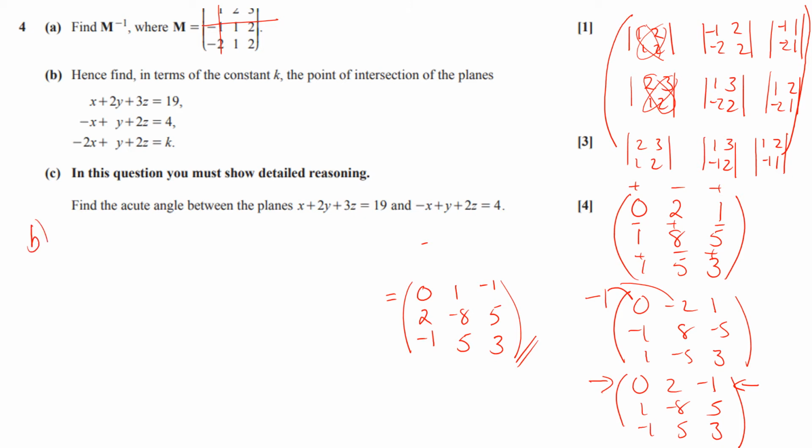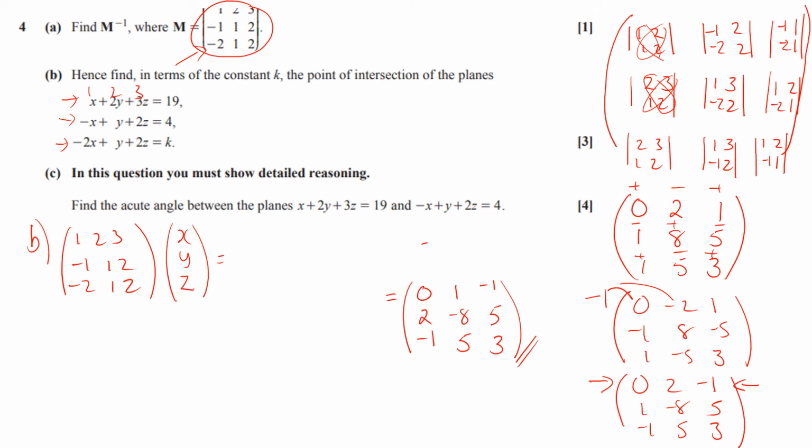Okay, part B. Now, here are the equations of 3 planes. So they're in 3D, so that is the equation of the plane, and we want to know where they intersect. Now, what you've got to notice is that the coefficients of all these planes, 1, 2, 3, minus 1, 1, 2, are the same as those elements. So if we took the given matrix 1, 2, 3, minus 1, 1, 2, minus 2, 1, 2, that's M, and times it by X, Y, Z, out would come 19, 4, and K.